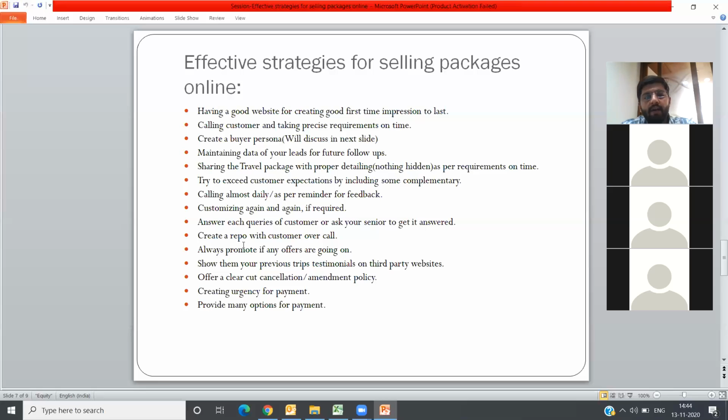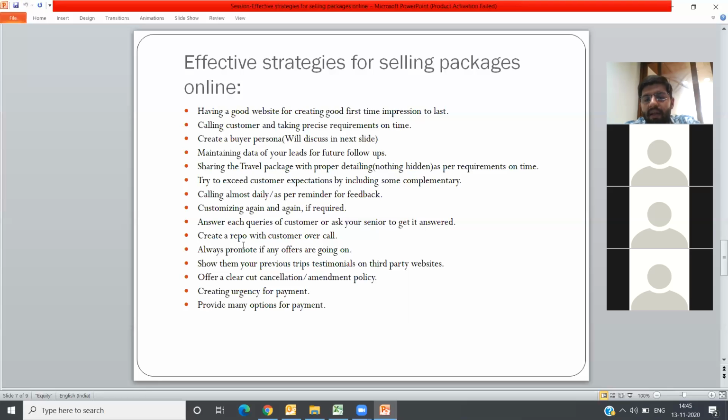Try to exceed customer expectations by including something complimentary. If someone is asking for a honeymoon package, or for a 3-star package, and you deliver a 4-star resort at the same rate, or with a variation of 2 to 4,000, the customer feels you are taking care of them and listening to their requirements very nicely. I have also seen in my previous cases, if a customer is asking for just 3-star, show them a 4-star or premium 3-star property in the same range.